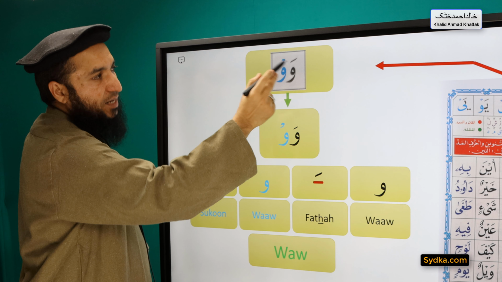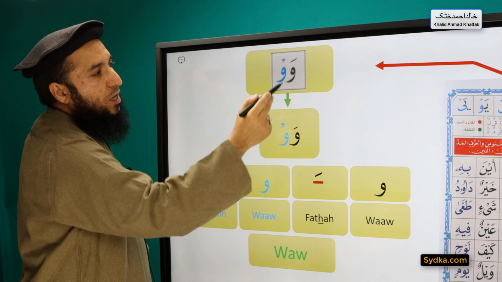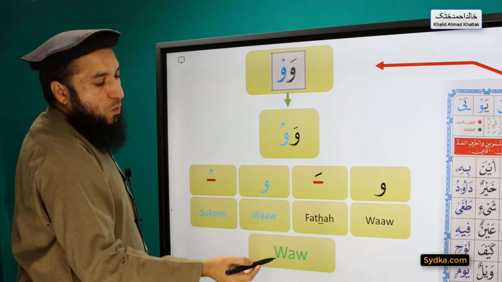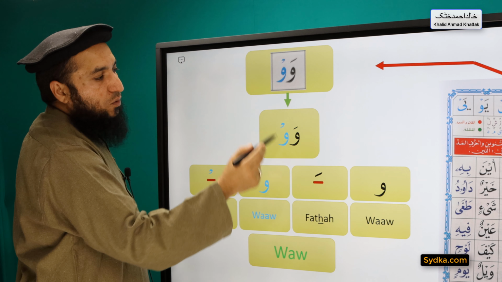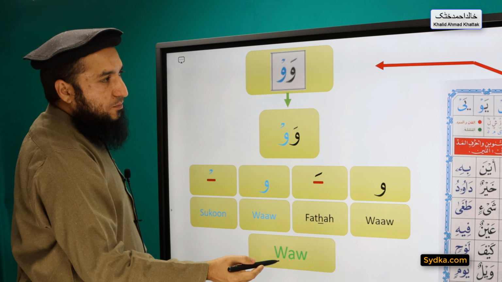So the next syllable we have is Waw fatha waw sukoon waw. Waw is a light letter, it has fatha on top of it, it is followed by another waw, and this waw has sukoon. Waw fatha waw sukoon waw.